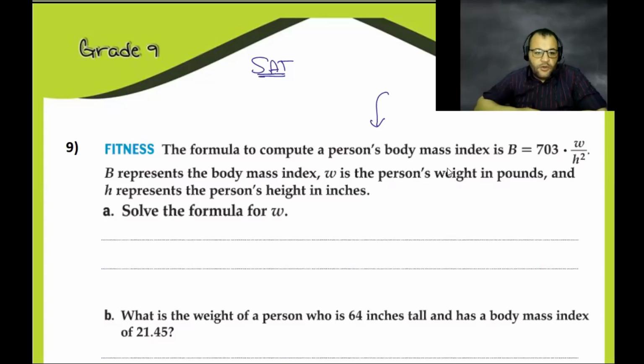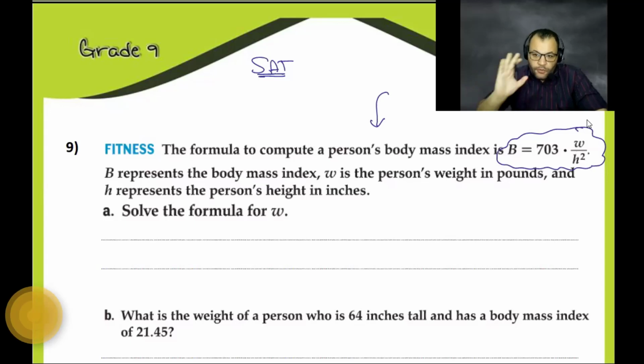How do you find the question? The question that we have now gives a formula to find the body mass, which is P equals 703 times W over H squared. That is the formula that we have. How do we find the formula? Leave how we find it. That is the given formula.